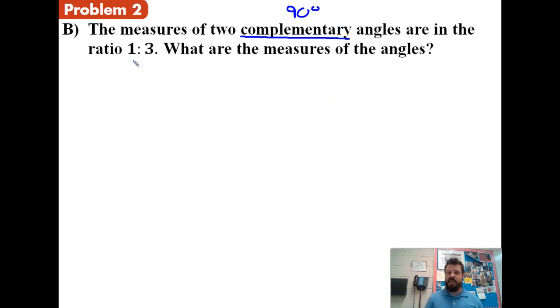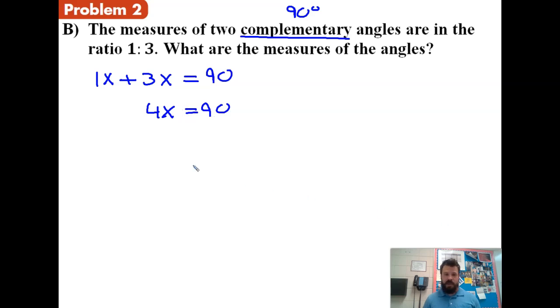So what I can do is I can take both these numbers and hook them to an x. I can say 1x plus 3x is equal to 90. We'll solve that for x then. X plus 3x would be 4x equals 90. We'll divide both sides by 4 and end up with x equals 22.5.